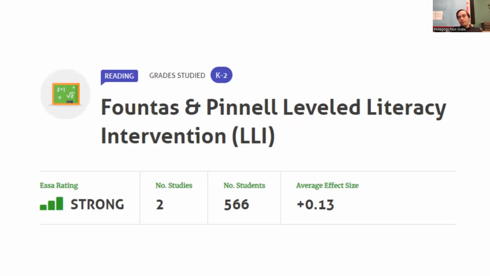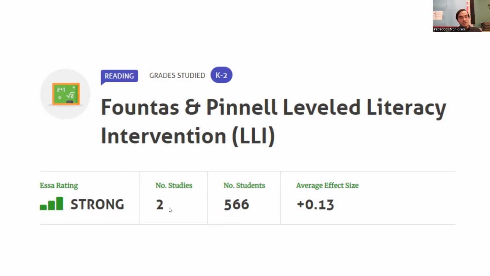The next one I want to look at is slightly more controversial. It's Fountas and Pinnell's Leveled Literacy Intervention. They give a rating of strong. Now, this rating of strong, again, essentially means that the research was really high quality. I think there's some dispute on that. I know some very accomplished scholars who criticize that, but generally speaking, I actually agree that the studies are high quality and rigorous. And they have 566 students in these two studies that they've rated, 2 studies in total.